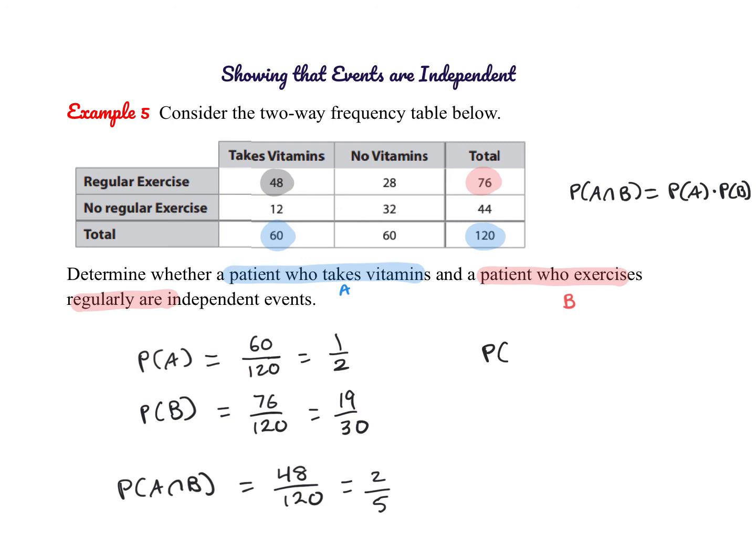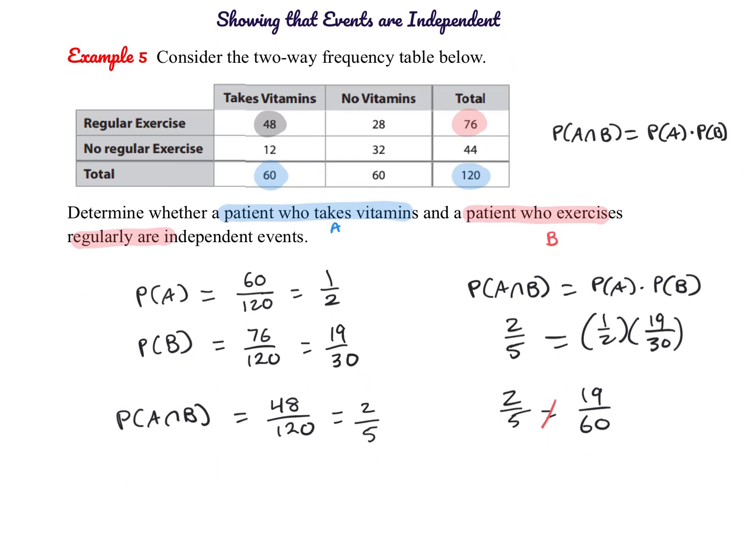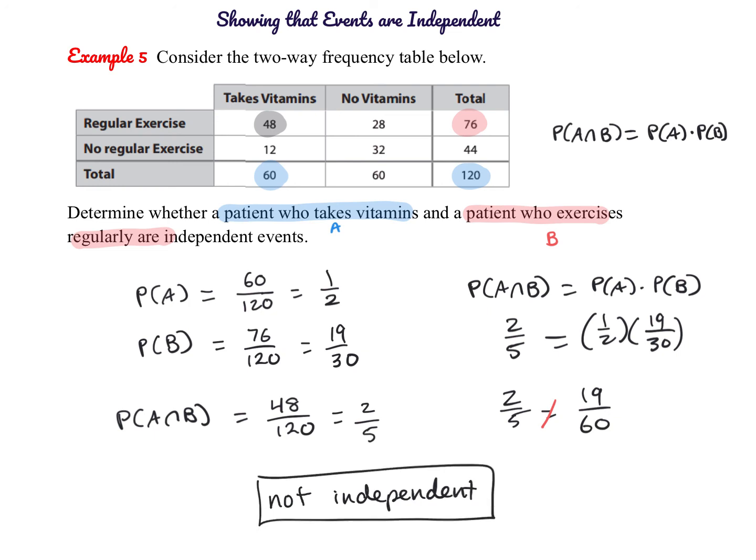So now we have to see if the probability of A and B is equal to the product of the two individual probabilities. So we're wondering, is 2/5 equal to 1/2 times 19/30? Well, we know that 2/5 is not equal to 19 over 60. So since they are not equal, we can say that these two events are not independent. So again, two events are independent if and only if the product of the individual probabilities is equal to the probability of the intersection of the two events.